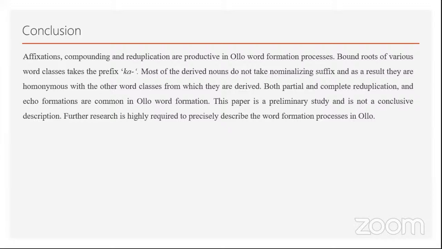So affixation, compounding and reduplication are productive in all word formation processes, and bound roots of word classes take prefix ka. Most of the derived nouns do not take a nominalizing suffix, and as a result, they are homonymous with the other word class from which they are derived. Both partial and complete reduplication and echo formation are common in all word formation. So this paper is just a preliminary study, and it is not a conclusive description. Further research is highly required to precisely describe the word formation processes in Follow.